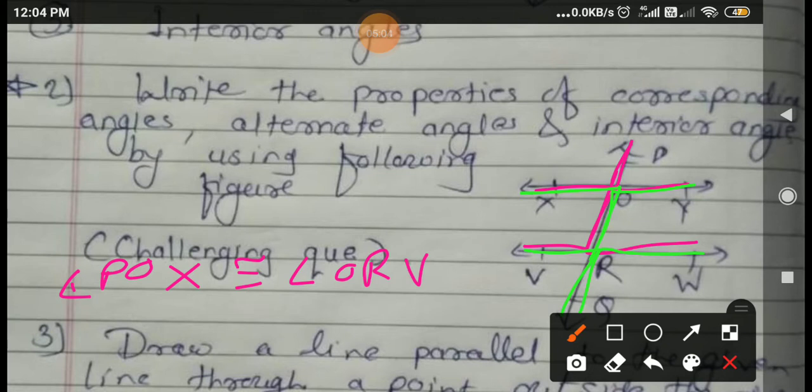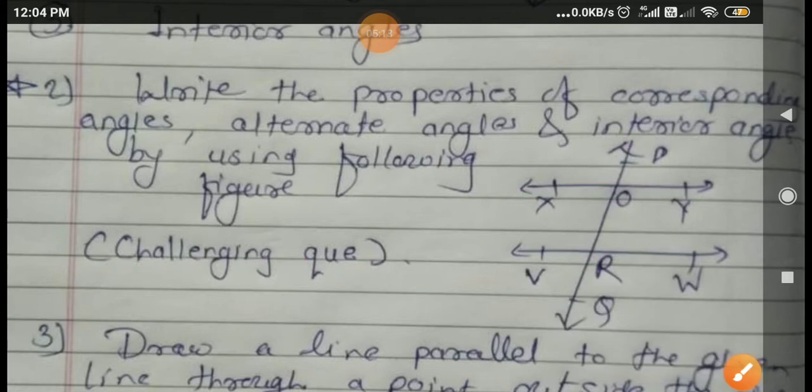If this is so, these are the corresponding angles. If their measure is the same, then the lines are parallel to each other, and if not, these lines are not parallel to each other. These are the properties of corresponding angles.